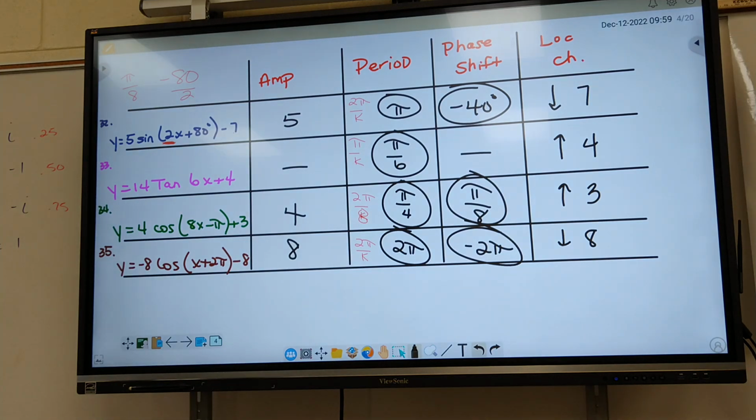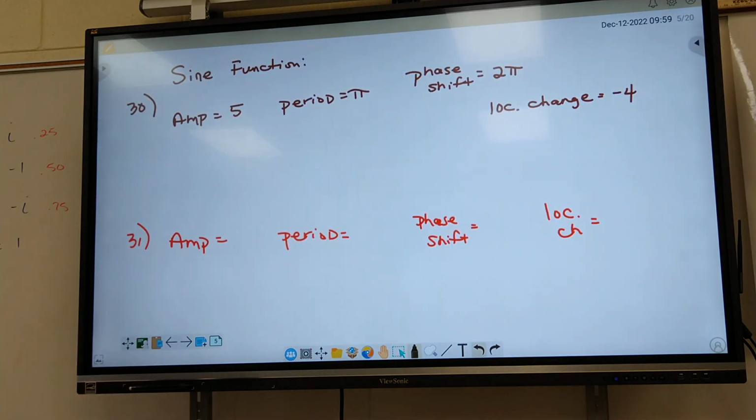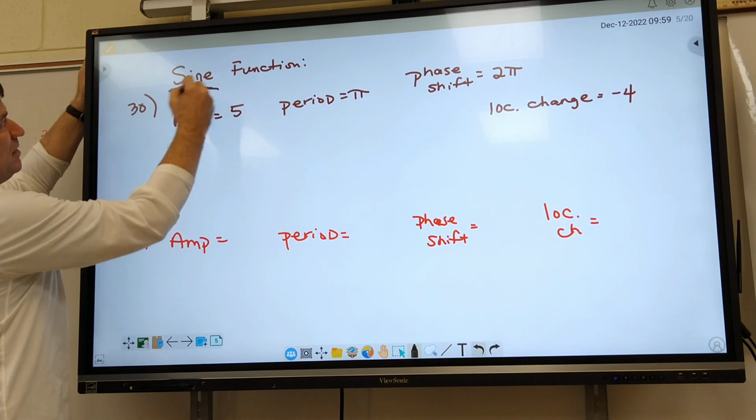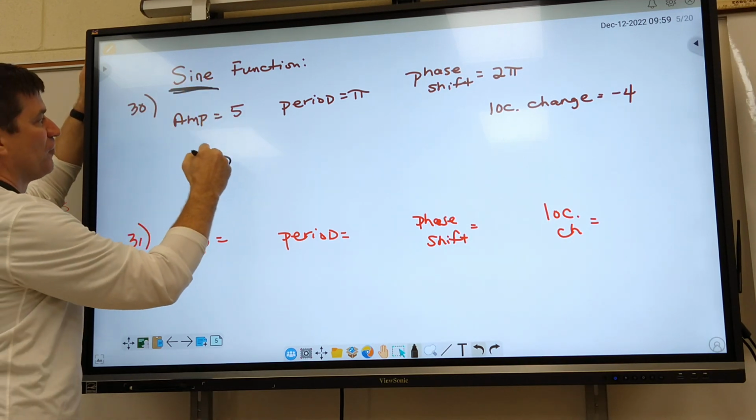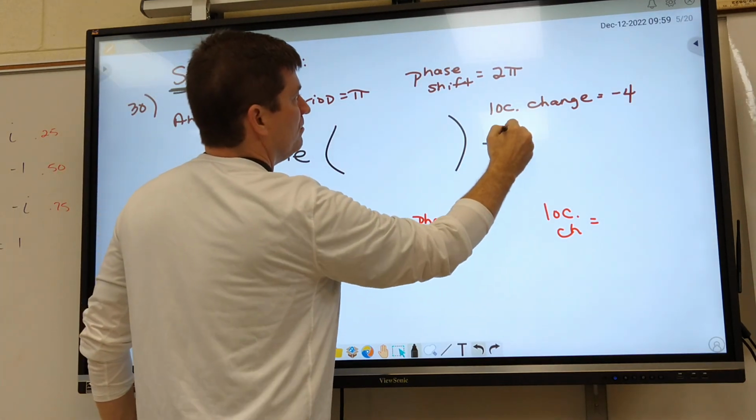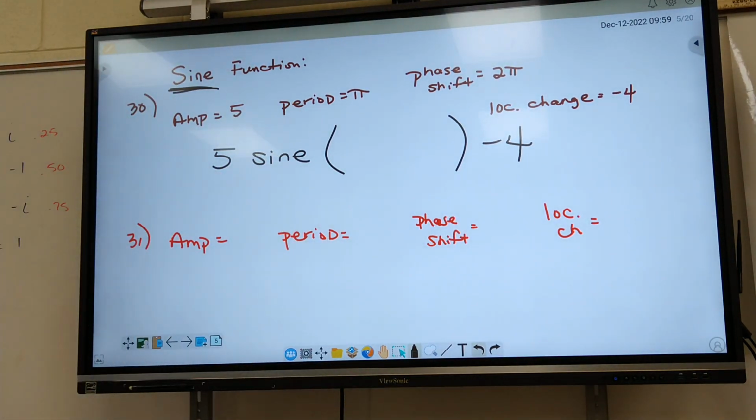Filling in the chart. All right, 30 and 31. This is where we got to go backwards. So I remember this. Ariana, it says write a sine answer. You put 5 in front, so 5 sine, and on the end I put minus 4. Now we got to fill in the parentheses. Y'all remember how to do that?